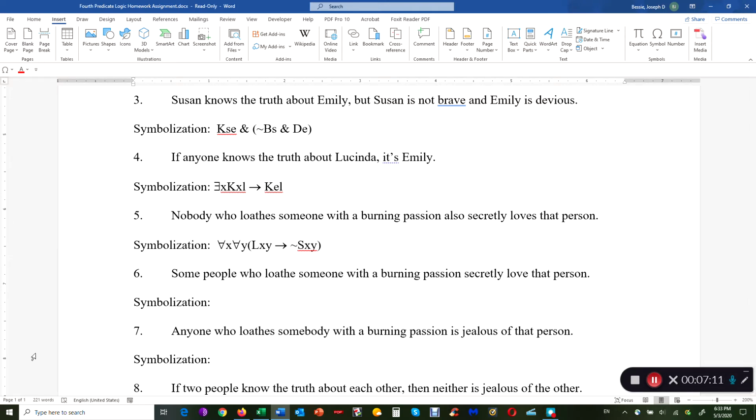Another way you could have done this, there is another way you could have symbolized it. You could have done it this way. You could have said it's not the case that there is an x and a y such that LXY and SXY. Right? These two expressions actually mean the same thing. For all x and for all y, if LXY, then not SXY means the same as it's not the case that there is an x and there is a y, such that LXY and SXY.